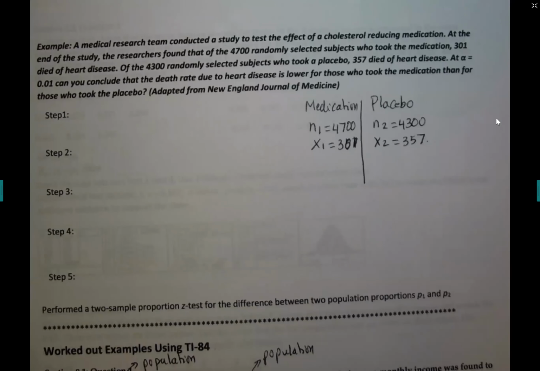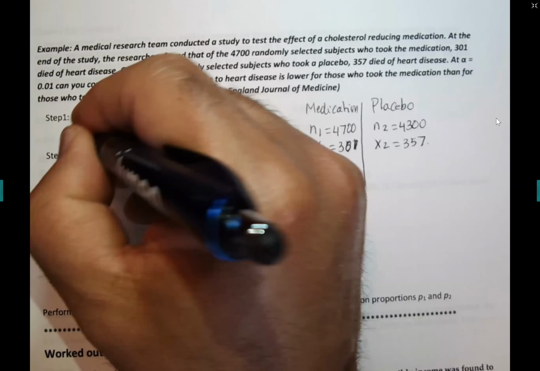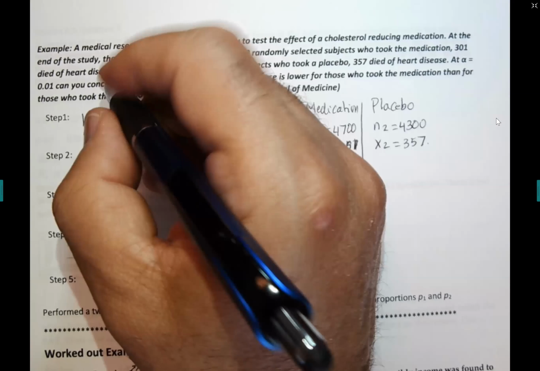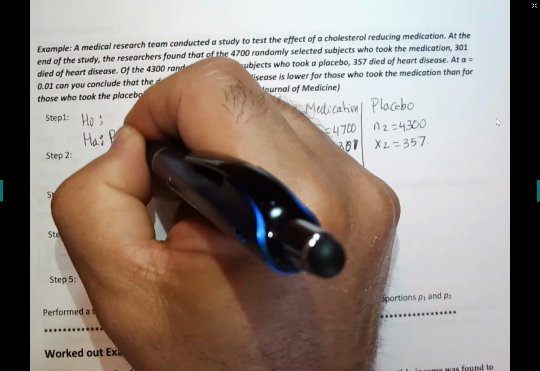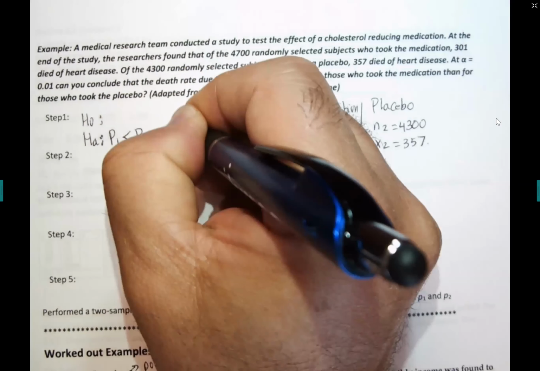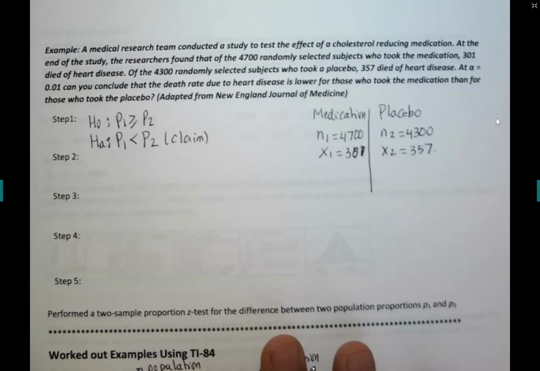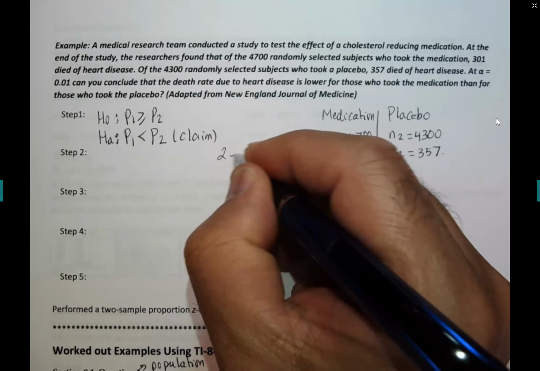This is the challenge for you guys to figure out, just the first step, because if you put the wrong claim to begin with, everything else is going to be tied to it and it's going to be wrong. We need to test that P1 is less than P2. You are absolutely correct. All right. And now two prop Z test. We're done.